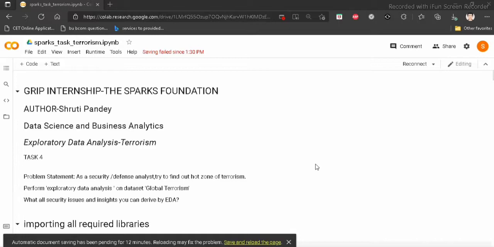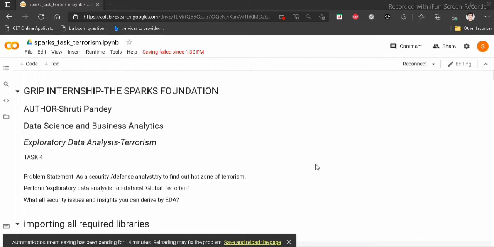The task given to me is, as a security or defense analyst, to find the hot zones of terrorism across the world, find the security issues, and the insights that can be derived from the EDA. EDA is nothing but exploratory data analysis based upon the global terrorism dataset provided by the Sparks Foundation itself. So the major motive of this task is data visualization.